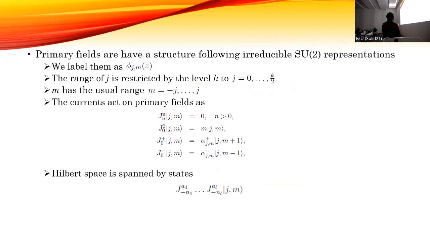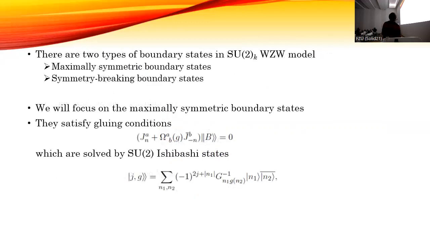Okay, here we have some properties of the fields and currents. Let me just say that the primary fields are labeled by SU(2) representations, by the quantum numbers J and M, and this J is restricted by the level of the Wess-Zumino-Witten model. In this model, we find 2 types of boundary states. We have either maximally symmetric boundary states, which preserve 1/2 of the bulk symmetry, or symmetry breaking boundary states, which don't have this symmetry. I will be focusing on the maximally symmetric boundary states.